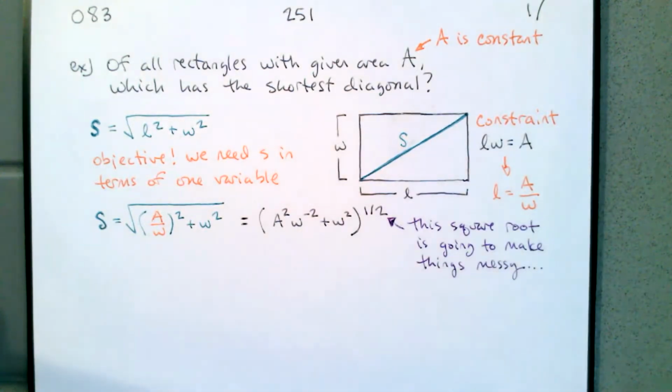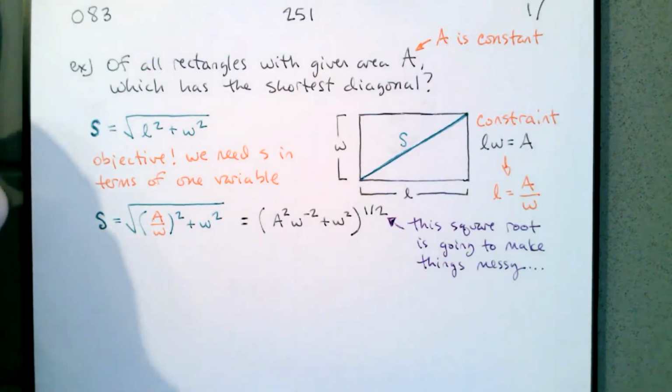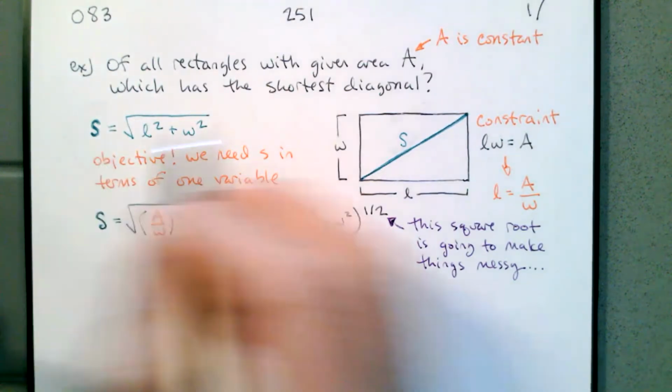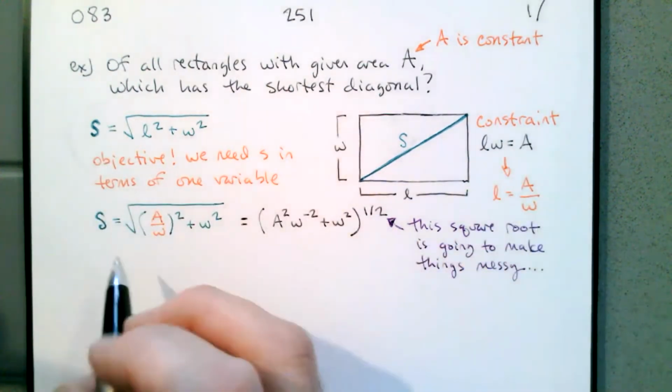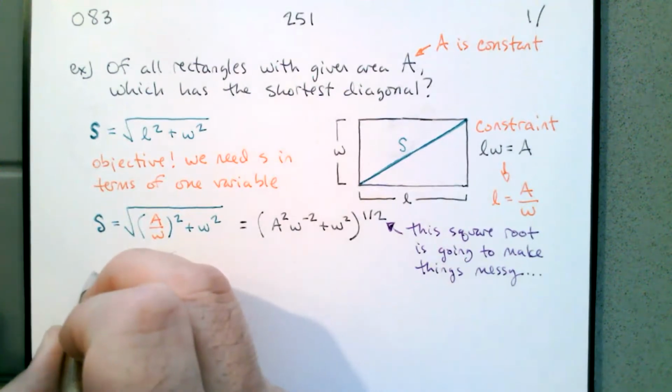So, spoiler alert, this square root is going to make things messy. What do we need to do? We need to take the derivative, set it equal to 0, and then solve. So I need to find S prime. Now to maximize or minimize a function, we solve S prime equals 0. So I need S prime.